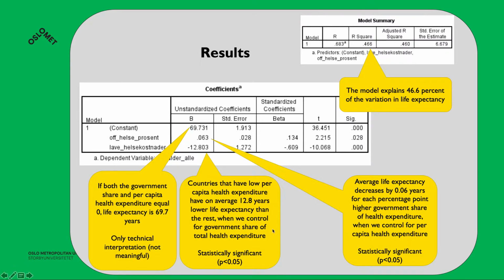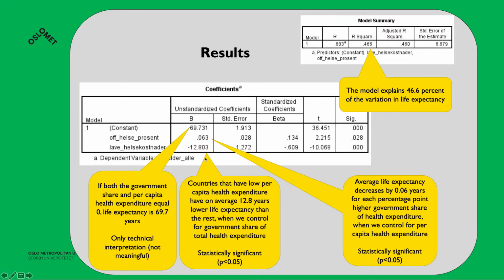So what results do we get? Well, first and foremost, we get a constant, which is 69.7 years. That means that if both the government share and the per capita health expenditures are equal to 0, life expectancy is 69.7 years. But this is only a technical interpretation. It's not meaningful because there are no countries where the government's share of the health expenditures is 0.